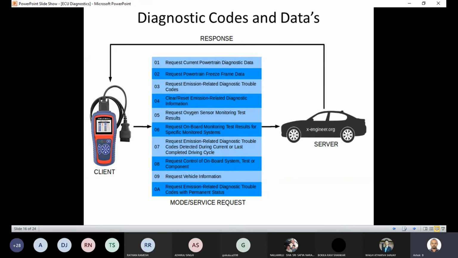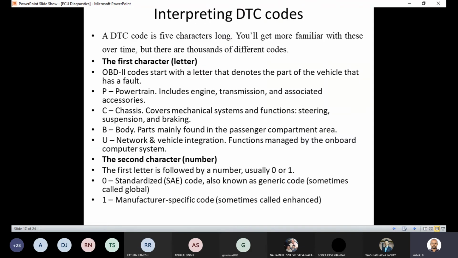During a particular operating condition, if any fault happens, those conditions will be frozen, that particular data. So there is a request for emissions related diagnostic trouble codes, and once the trouble codes have been sorted out, they can be cleared, and it will give the onboard monitoring test results, and of course other vehicle related emissions data, apart from the engine related or emission related applications only.